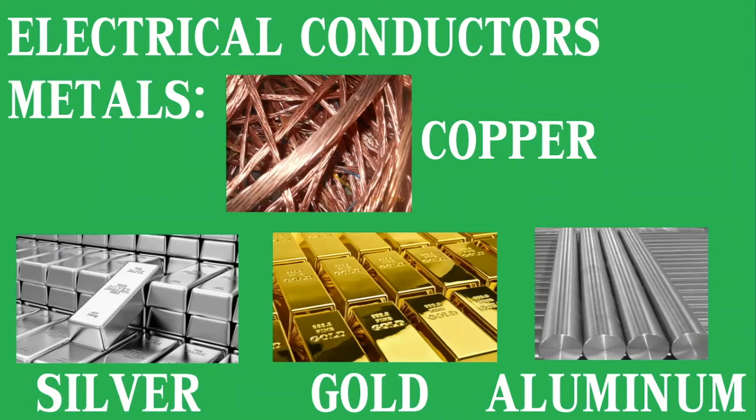Okay, so pause the video and write all examples of electrical conductors in your copybook, all right? Write it down in your copybook. Electrical conductors, metals: silver, gold, aluminium, and copper. I want you to write this down in your copybook, okay? Copy everything from the screen in your copybook, all right? When you finish, please push the play button and we continue our lesson.